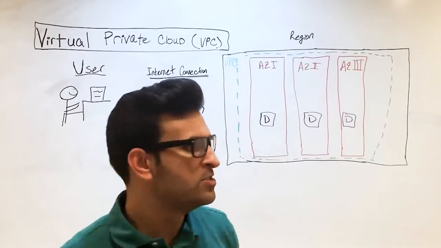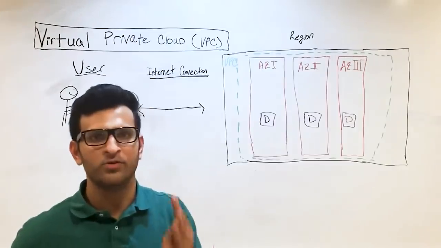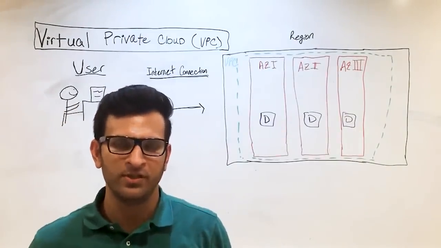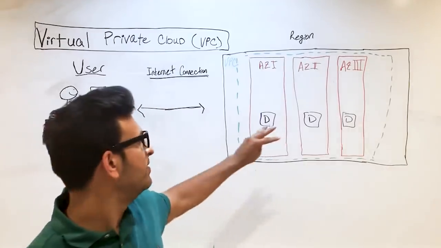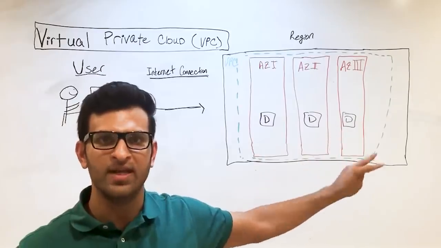So right now, hopefully you understand this concept. VPC, virtual private cloud, just a piece of the entire AWS infrastructure in which your AWS resources are stored and held.